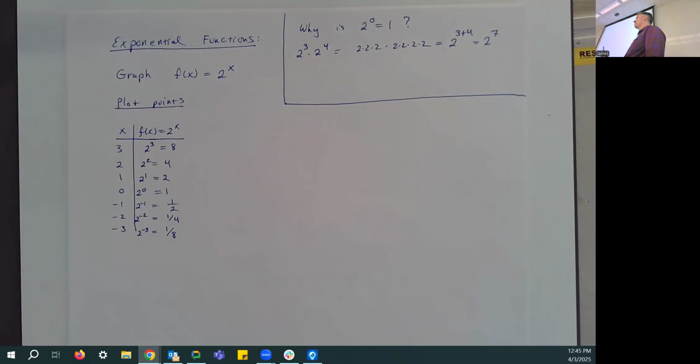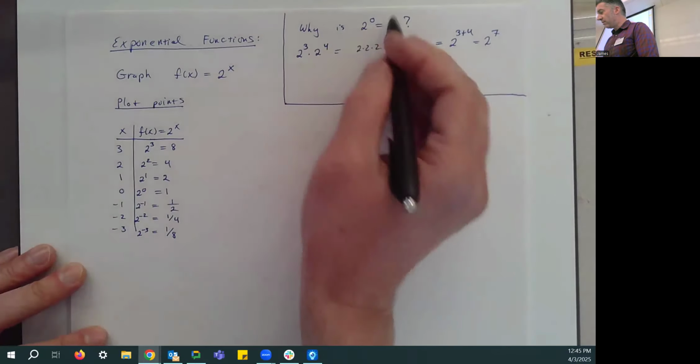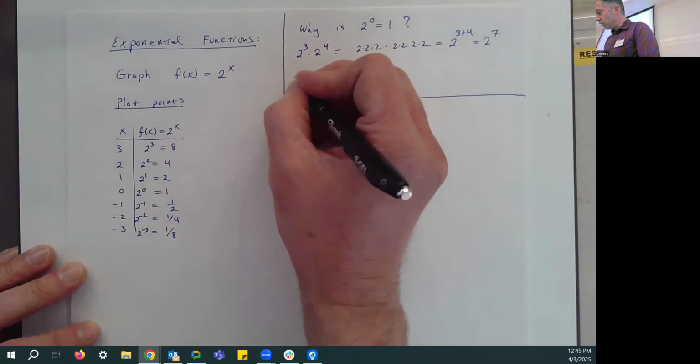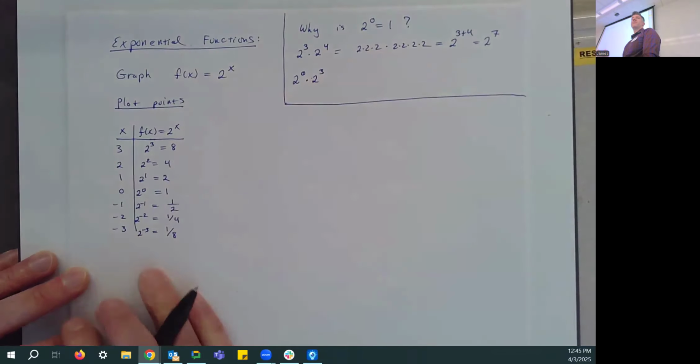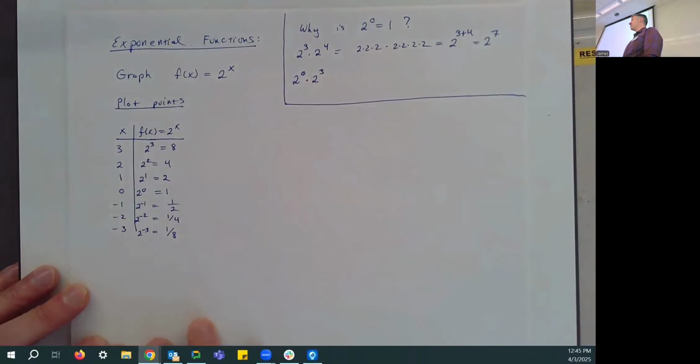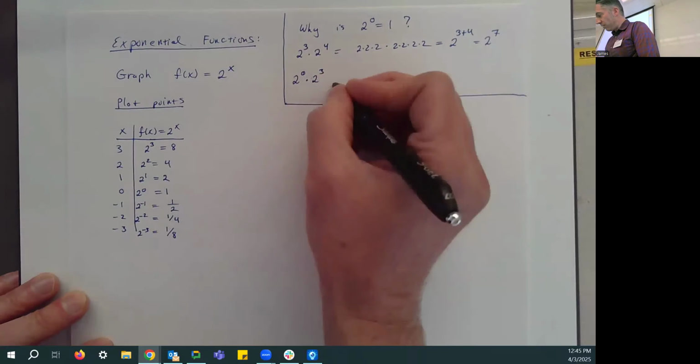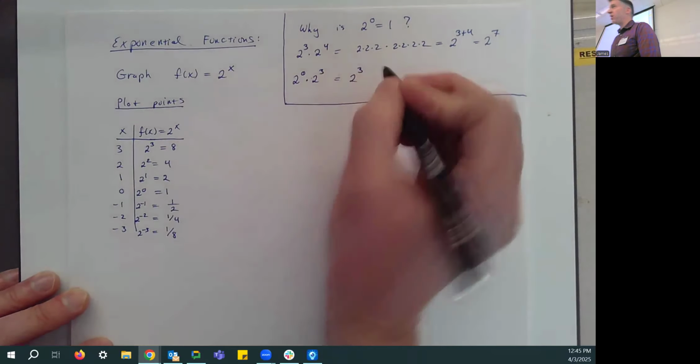But then when your numbers become things that aren't nice positive integers, well, like what's 2 to the 1.5? Multiplying 2 by itself 1.5 times, that seems like a weird thing. Well, here's what's happening. Or let's talk about 2 to the 0 first. If I took 2 to the 0 and multiplied it by 2 to the third, well, the additive law of exponents says I get to add the exponents together. 0 plus 3 is 3.